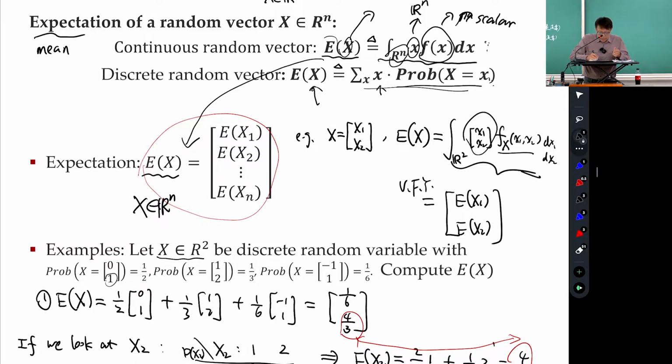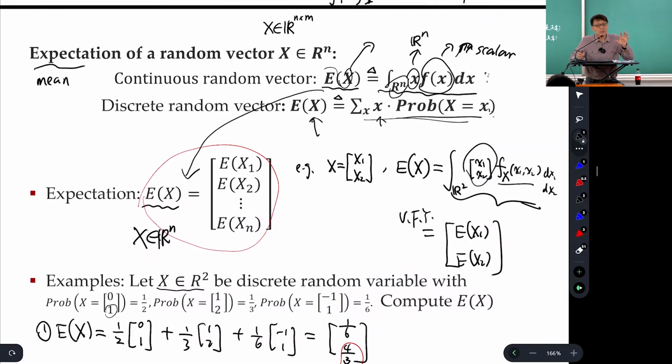We can also generalize. I don't require you to do this. Let's say my X is n by m. It's a matrix random variable. Can you imagine what it is?